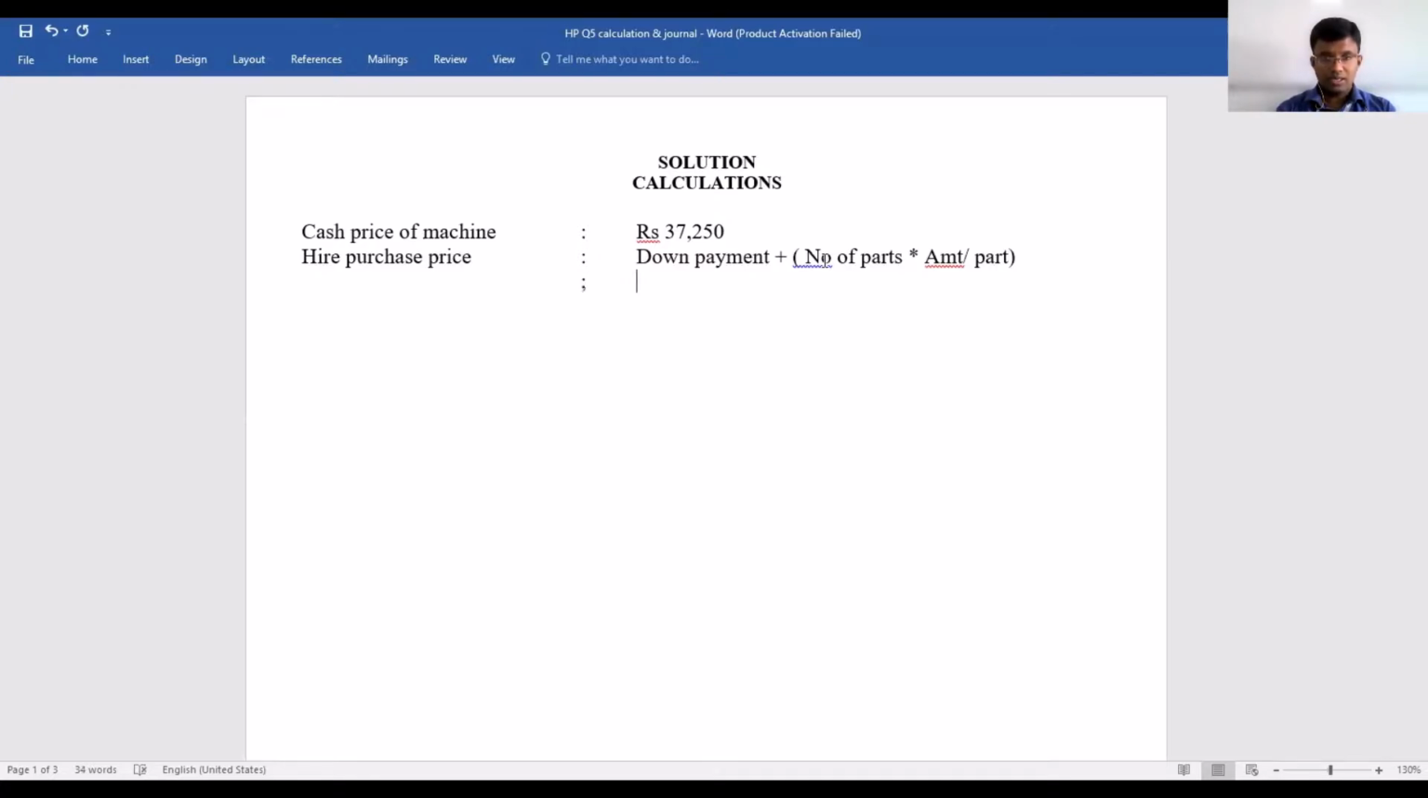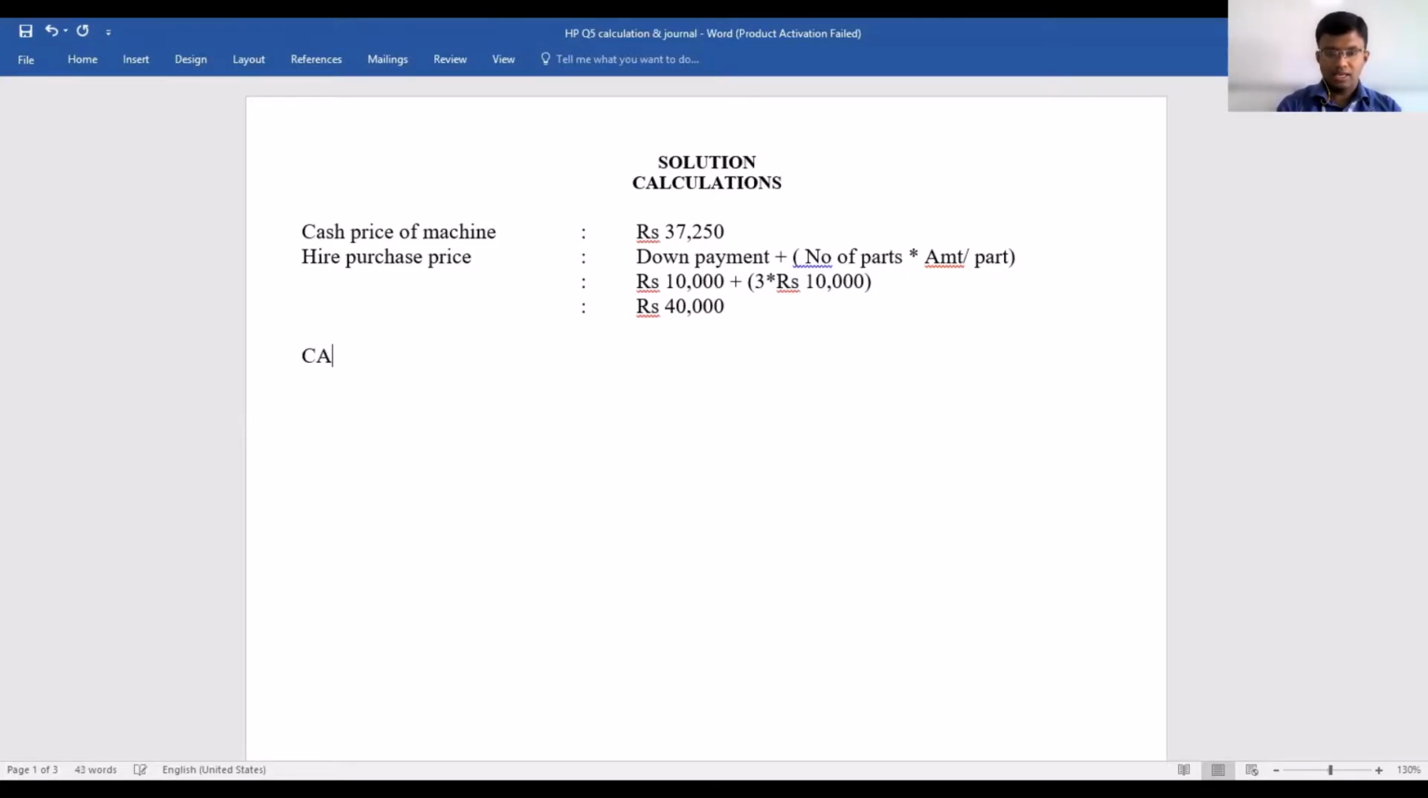So down payment, how much is that? Down payment is rupees 10,000, and then the number of part payments. We know it is 3 part payments into amount per part is rupees 10,000. Now let's calculate this. So this works out to be rupees 40,000. So rupees 40,000 is your hire purchase price. So the difference between the cash price and the hire purchase price is what will make up the hire charges. Okay, so we are done with the hire purchase price estimation.